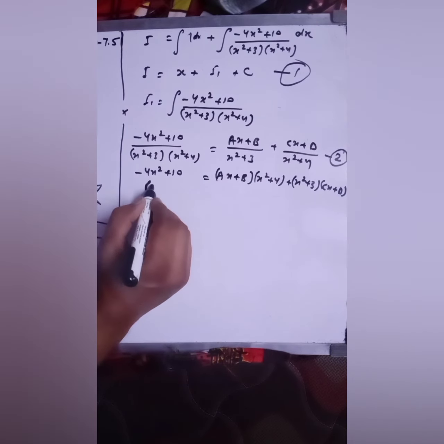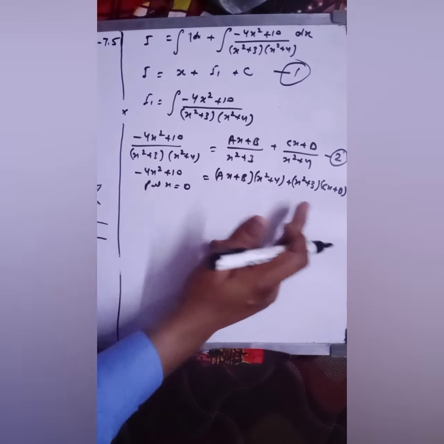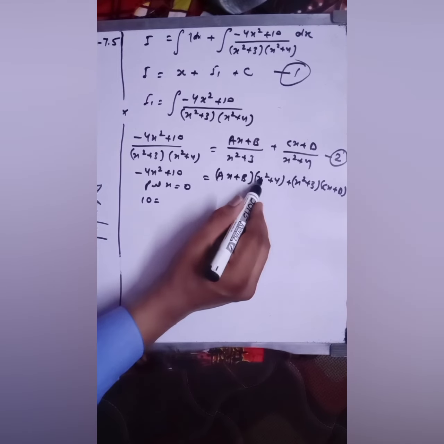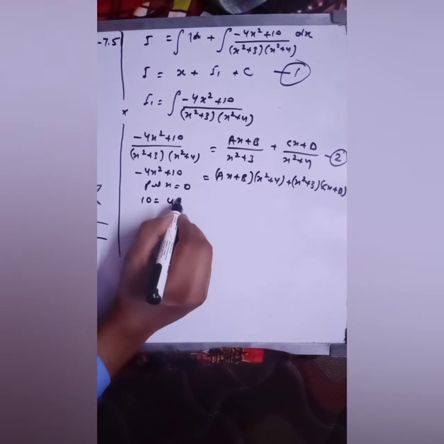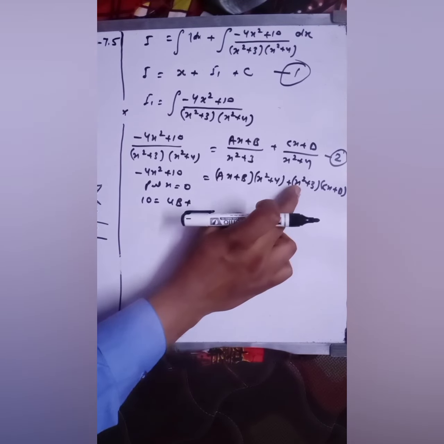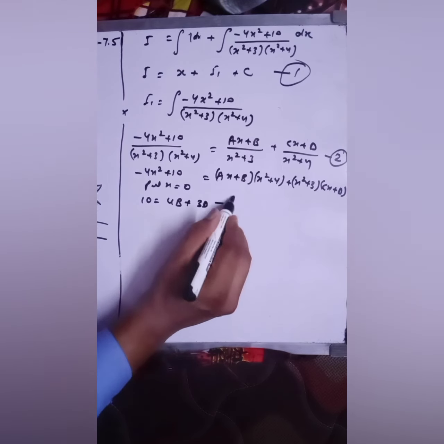So we are putting x is equal to 0. When you put x equal to 0 in this equation, you will get 10 is equal to, this would be 0, this would be 0, so you will get 4b plus, this would be 0, this would be 0, 3d, and you will get this equation. This is equation number 3.